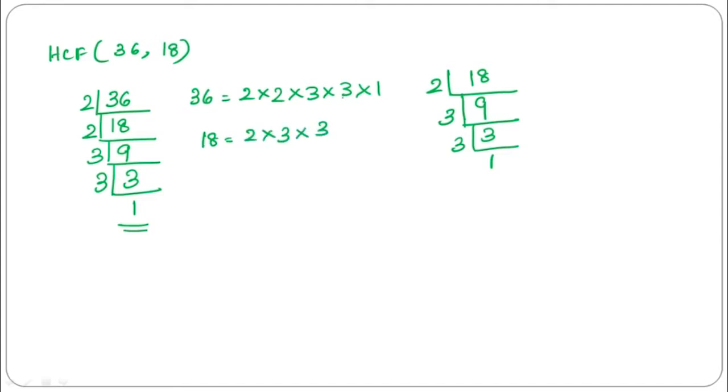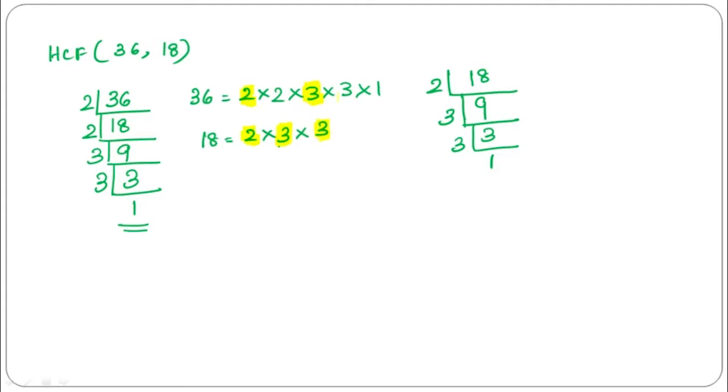Among these factors here that I have written, see which are the ones which are common to both the given numbers. This 3 is common to both the numbers, right? 3 is appearing once here as well. Similarly, there is 1 2 that is common to both. There is only 1 2 which is there as a factor of 18. For 36 there are 2 2's. So this 2 is not there in 18, so I will not consider that. I am just looking at the numbers which are common to both the given numbers 36 and 18.